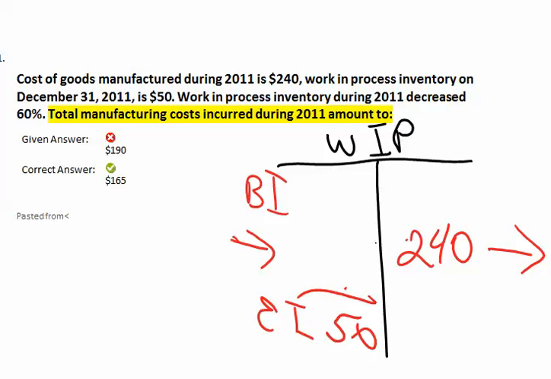Work in process inventory during 2011 decreased by 60%. So my beginning inventory was a number, and 60% of it went away to get down to this new number. So the new number, which is my ending inventory, has to be how much? 40% of the beginning inventory. Does that make sense? It decreased by 60%, so I've got 40% left. So I can make this calculation by saying my beginning inventory is equal to my ending inventory divided by 40%.